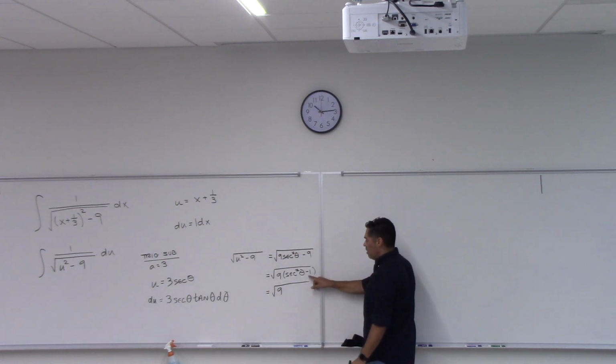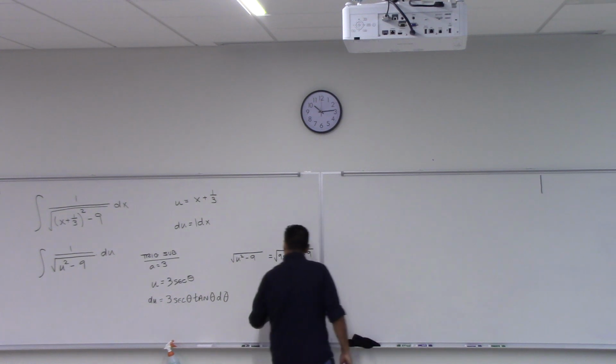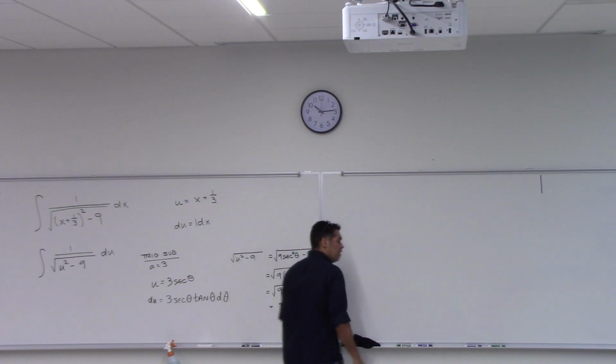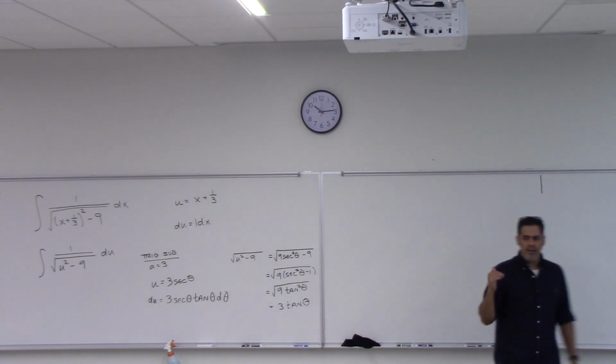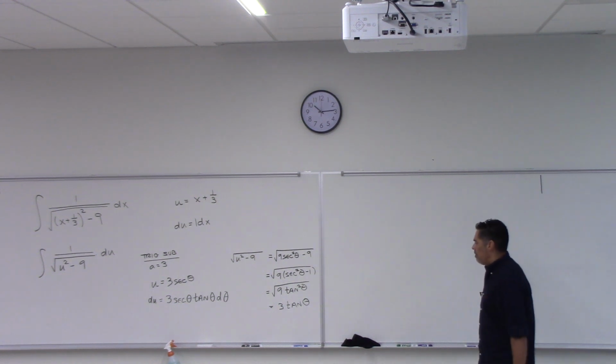Secant squared theta minus 1 is tangent squared theta. And so we get 3 tan theta. We've already done one like this already today, right? I really wanted you to see that first step, but let's continue. I want to finish the problem.